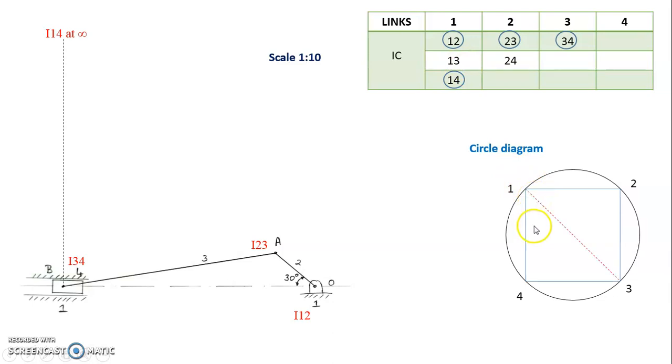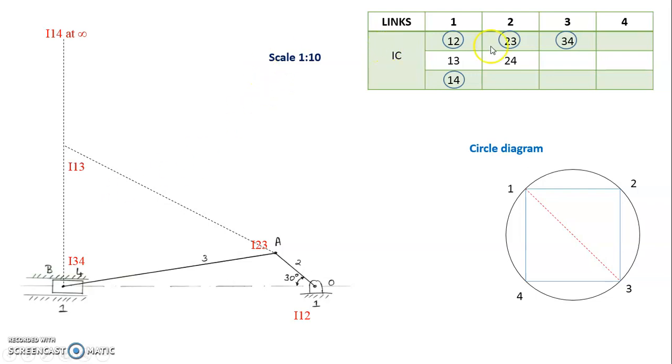Now identify 2 adjacent triangles. So you have triangle 1, 2, 3 and 1, 4, 3. First I take the triangle 1, 4, 3. Here it is 1, 4 and 3, 4. So 3, 4 is here and 1, 4 is at infinity, so this line holds good. Just draw a line. Now on the other side, you have 1, 2 and 2, 3. 1, 2 is here and 2, 3 is here. Once you draw the line, that point is nothing but the instantaneous center of 1 on 3.